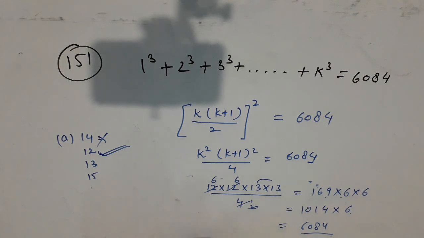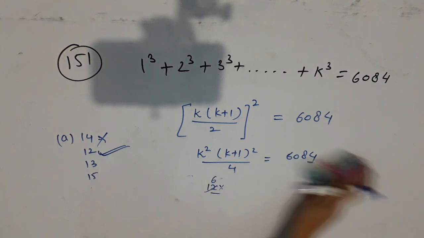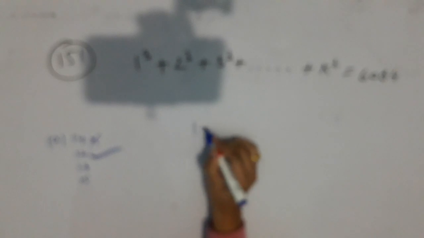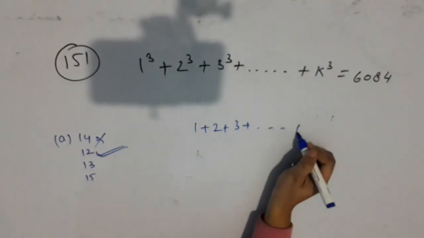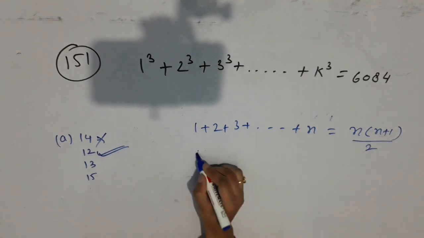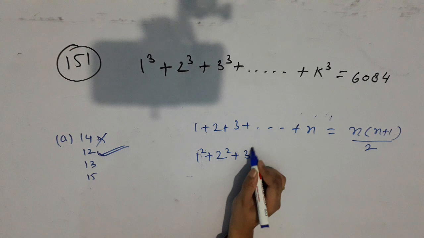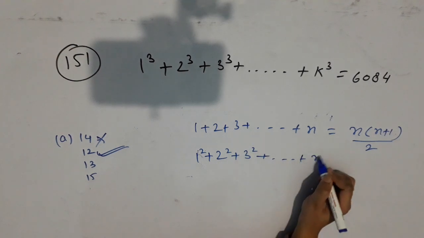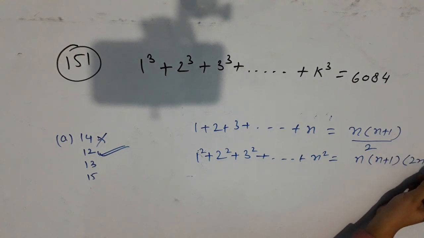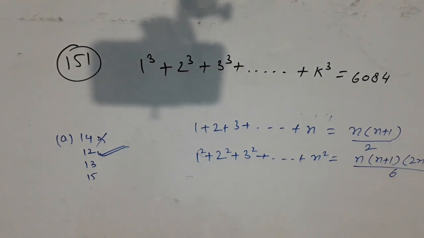Apart from this, the sum of n natural numbers, 1 plus 2 plus 3 plus dot dot n, is n into n plus 1 upon 2, and the sum of squares of the natural numbers is n into n plus 1 into 2n plus 1 upon 6. Now let's move on to the next question, and the next question is 170.